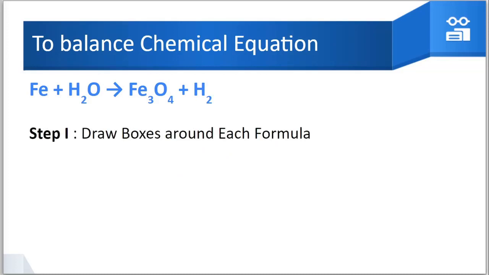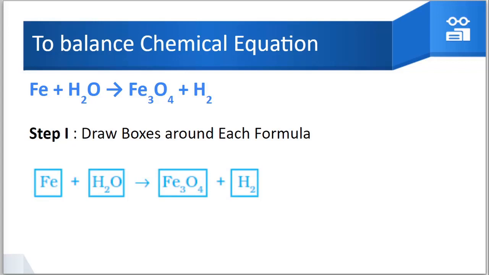So our step 1 to balance a chemical equation: first, draw boxes around each formula. Do not change anything inside the boxes while balancing the equation. So first of all, we will draw boxes around each formula. So our equation will look like this: Fe plus H2O, it gives Fe3O4 plus H2.